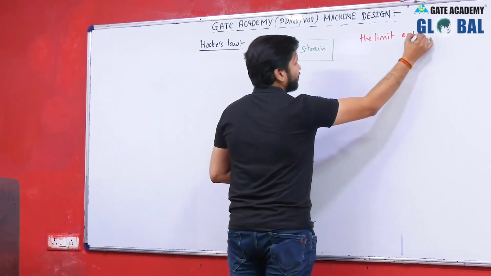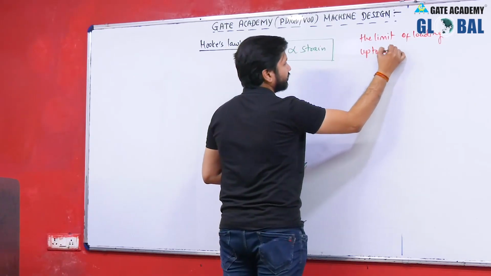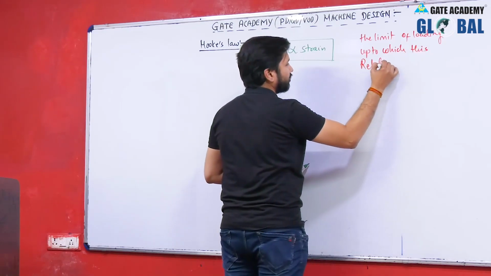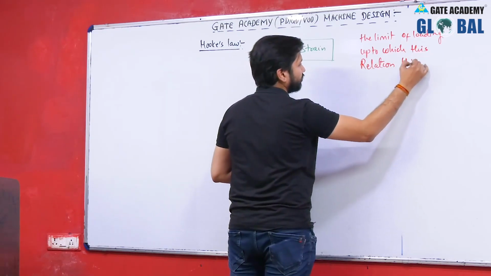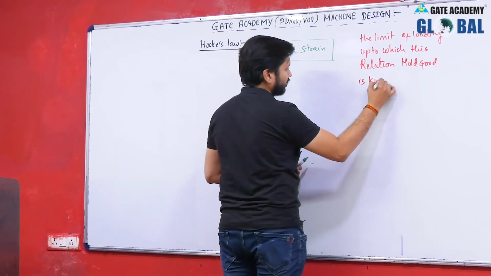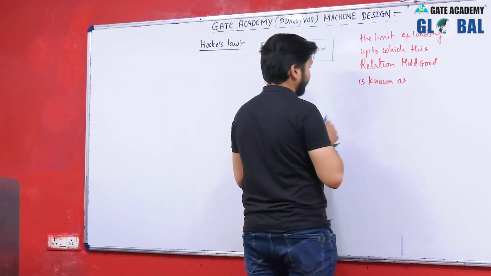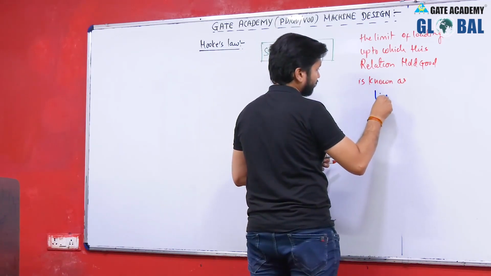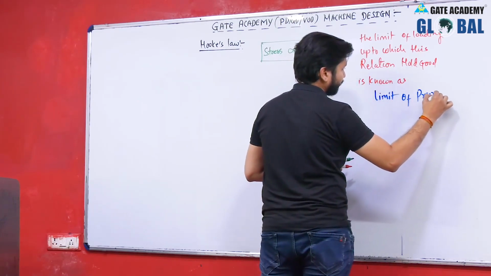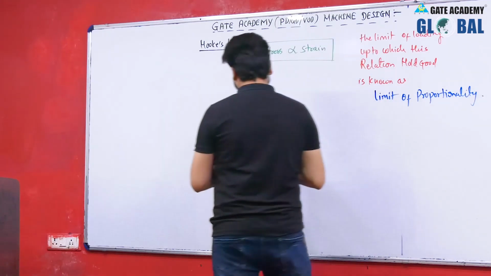The limit of loading, basically, up to which this relation holds good, is known as the limit of proportionality.